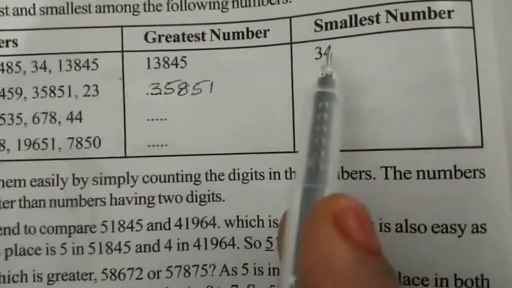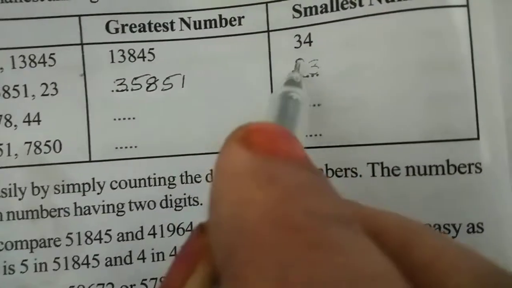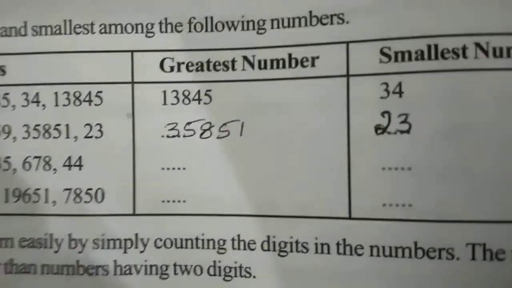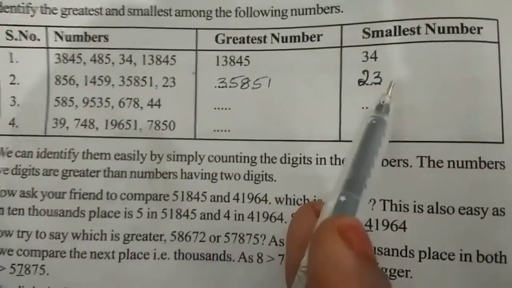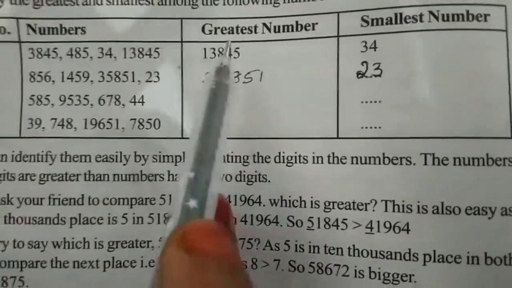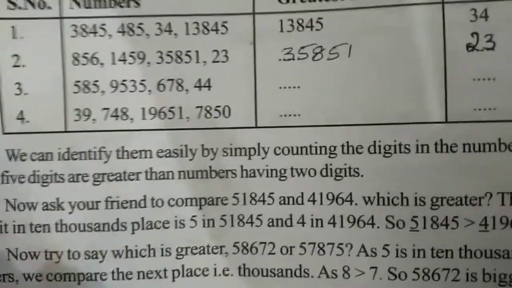And which is the smallest? I know that you found the answer, that is 23. Why is 23 the smallest? It has only 2 digits. So it is the smallest, and the other has 5 digits, so it is the greatest number. So I think you will do the third and fourth problems also very easily.